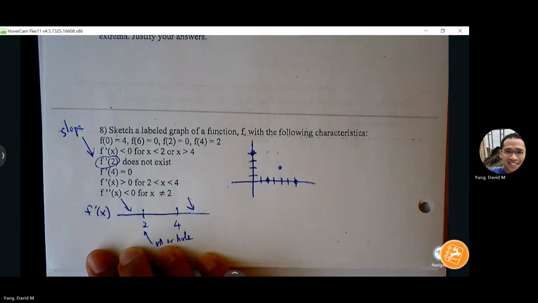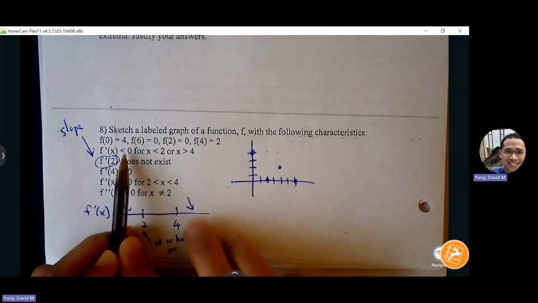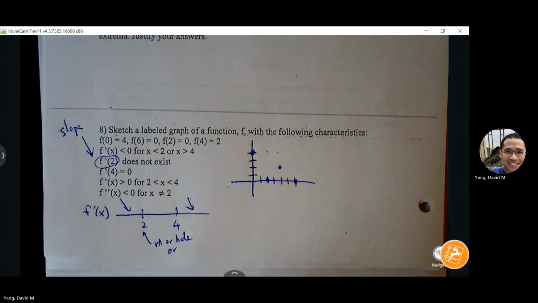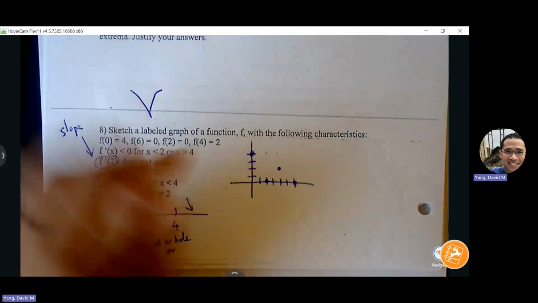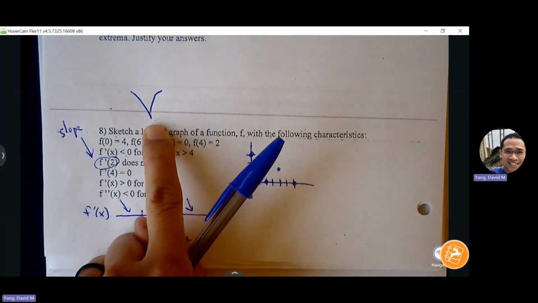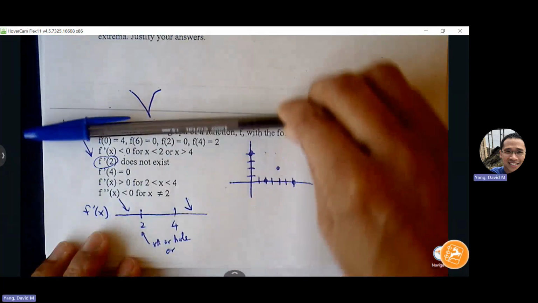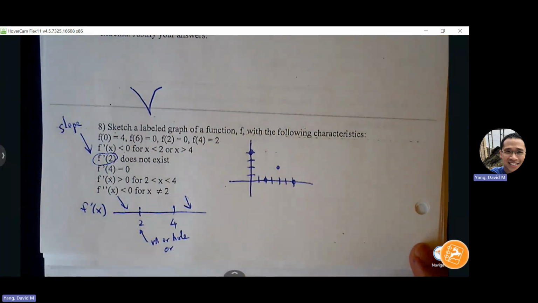Slope. Right. Because you said decreasing, right? Decreasing is referring to slope. Slope does not exist. What does it look like if the slope doesn't exist? If the slope doesn't exist, it looks like this sharp turn, right? Because I can't draw a tangent to that sharp turn because it doesn't line up. There's no way for me to draw a slope.